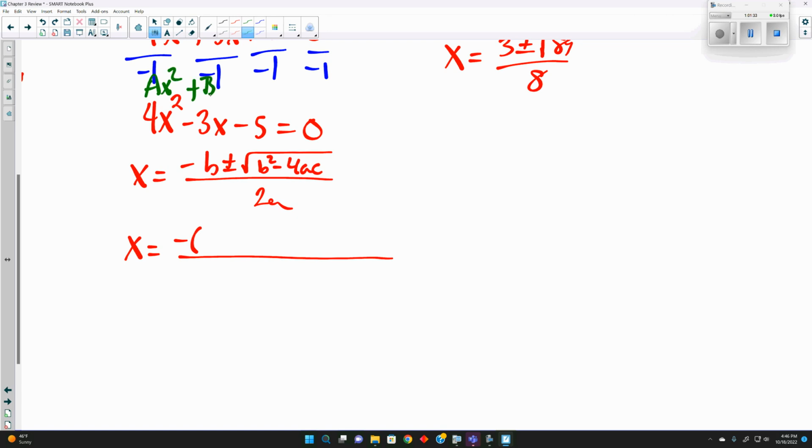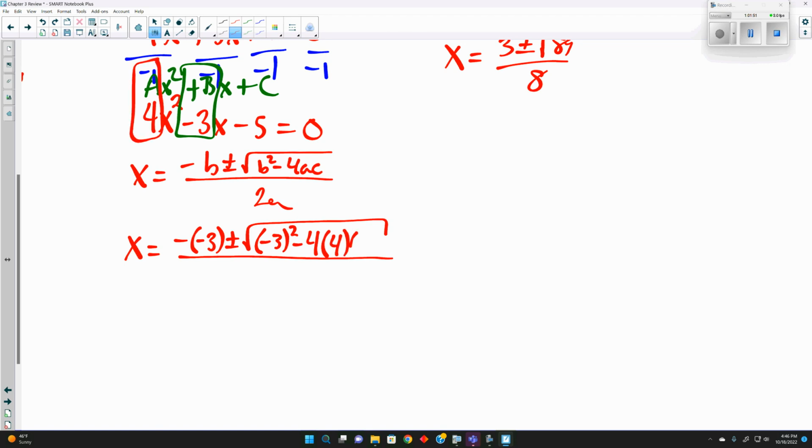Well, again, ax squared plus bx plus c. Well, b in this case is not positive 3, it is negative 3. Times negative 3 squared minus 4 times a. Well, a in this case is positive 4. And c in this case is negative 5. All over 2 times a, 2 times 4. And again, just like before, we have to simplify this.